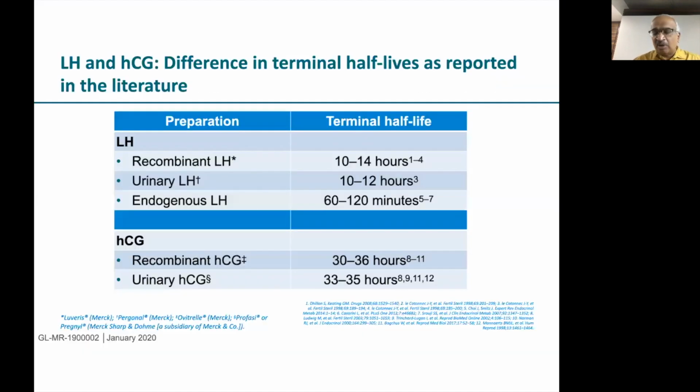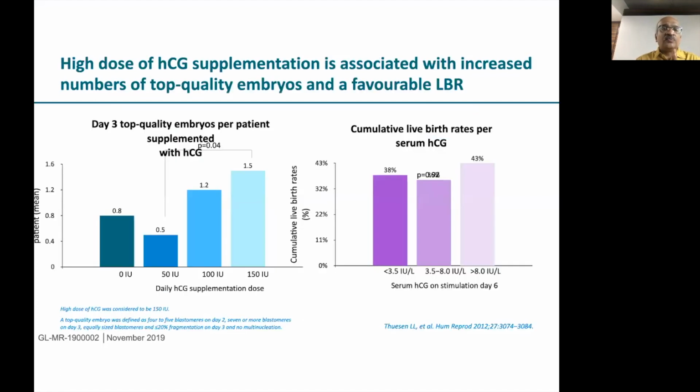This is the same slide about the half-life of HCG and LH. And look at this particular thing. These are studies published in 2012 by Thusin et al. They talked about top quality embryos with HCG supplementation, as Felikori did, because the Felikori study in 2003 was about IUI cycles and this is about IVF. They saw that whenever they gave HCG at about 50, 100, 150 IU, they obviously had more top quality embryos, and the cumulative live birth rate was better.